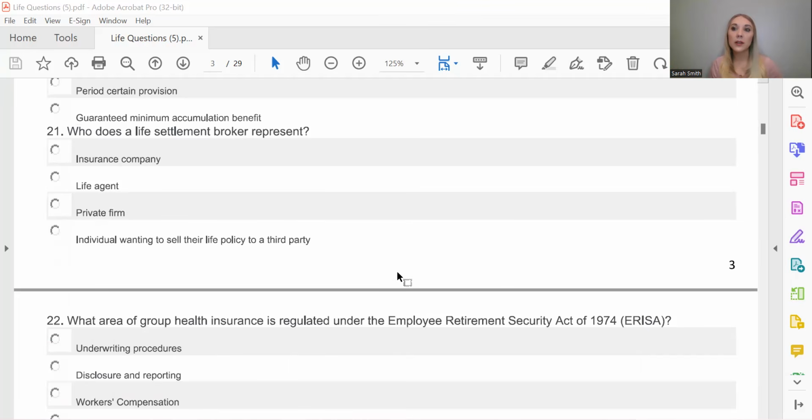Who does a life settlement broker represent? All right, now this is one of those that I do want to draw to kind of explain to you guys. So life settlement is one way of saying it, and viatical settlement is another. The words are pretty much interchangeable. So the answer is going to be D, an individual wanting to sell their life policy to a third party. So let's go a little bit deeper on this.